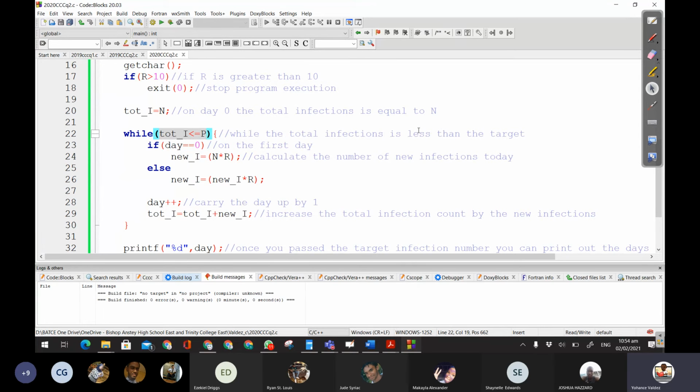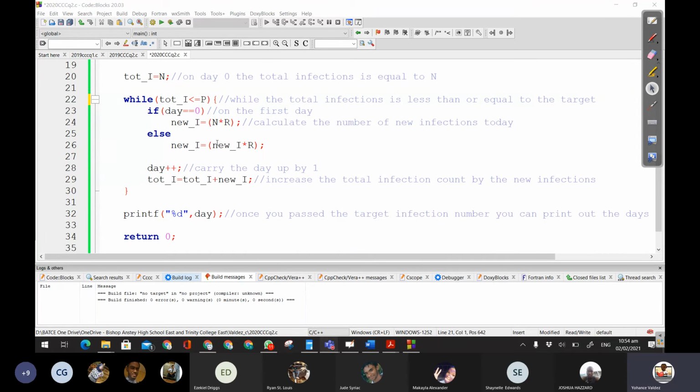So while the total infections is less than or equal to the target. So we didn't have to do any sort of fancy maths to get there. We really and truly use pure logic to see at what point we should surpass the infections.